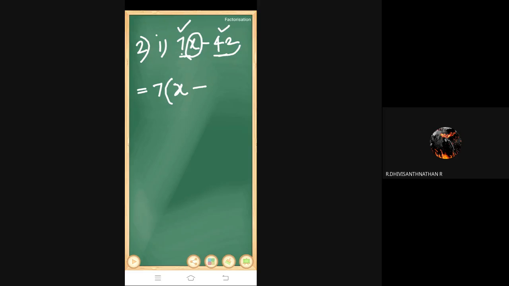Minus. In the 7th table, 42 how many times? 6 times. 6 7s are 42. So 6 times. 7 into x minus 6. So we have found the factors in the form 7 into x minus 6. Bracket shows multiplication; the into symbol is invisible. So 7 into x minus 6.